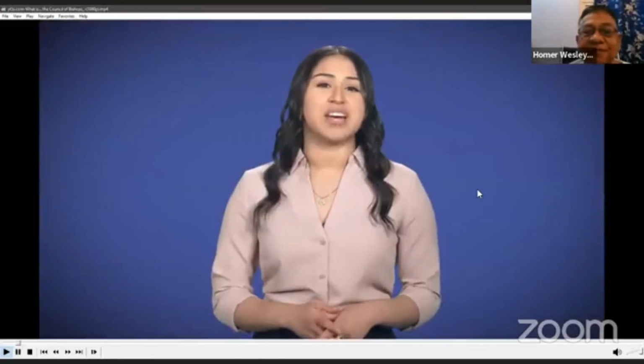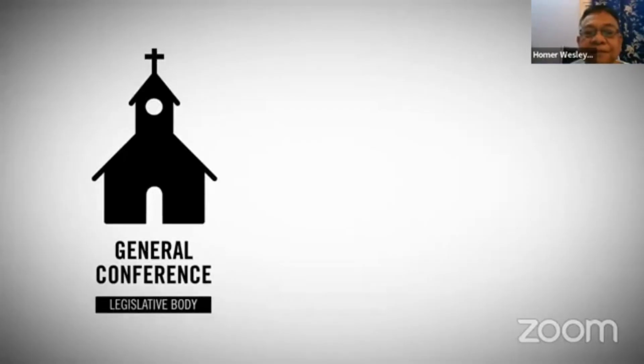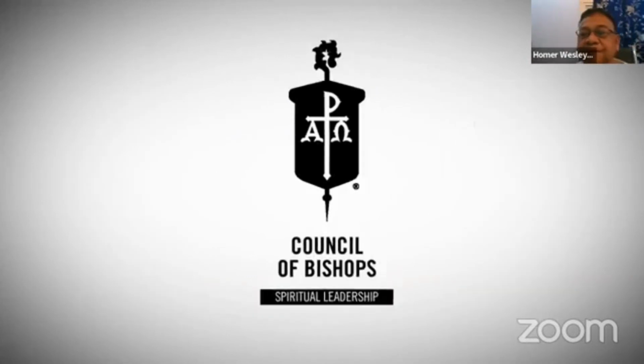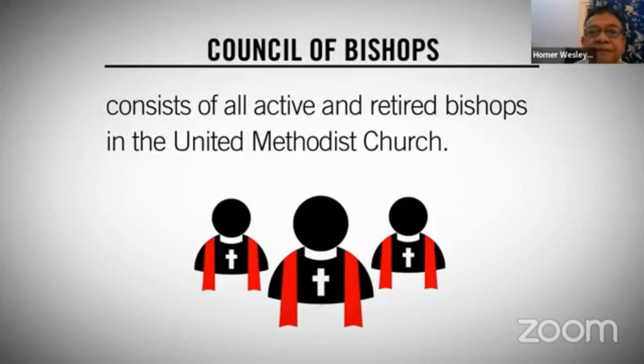Bishops and how it serves the United Methodist Church. There are three main bodies that govern the United Methodist Church: the General Conference, the Council of Bishops, and the Judicial Council. The Council of Bishops consists of all active and retired bishops in the United Methodist Church. In 2020, the church has 66 active bishops. The council generally meets twice a year, with additional meetings as needed.